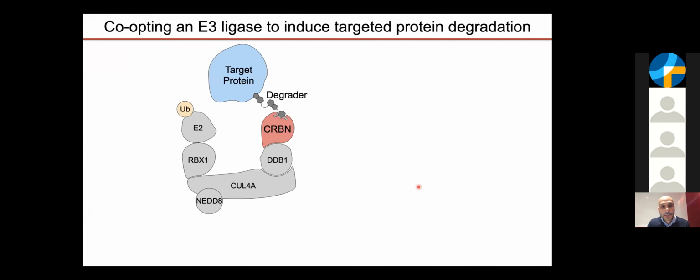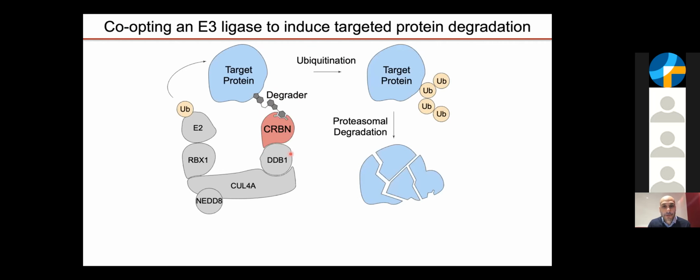And so just as a quick reminder, building off of presentations before from Craig Cruz and my mentor, Jay Bradner, what we are interested in are these bifunctional molecules that can engage a target protein of interest and then recruit an E3 ligase such as cereblon, leading to the ubiquitination and degradation of that target protein of interest.